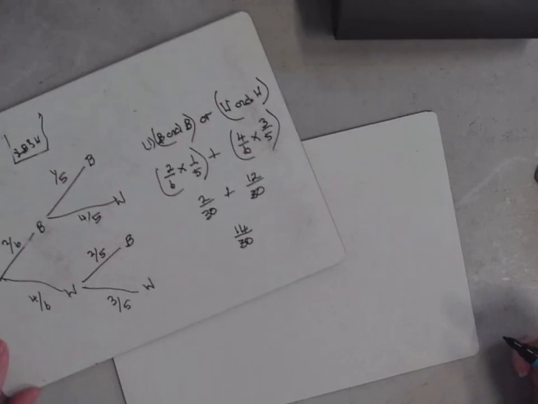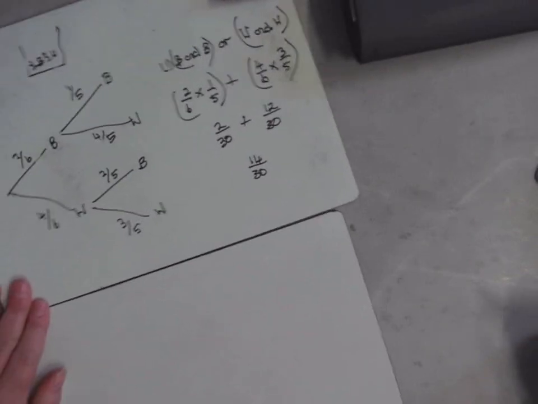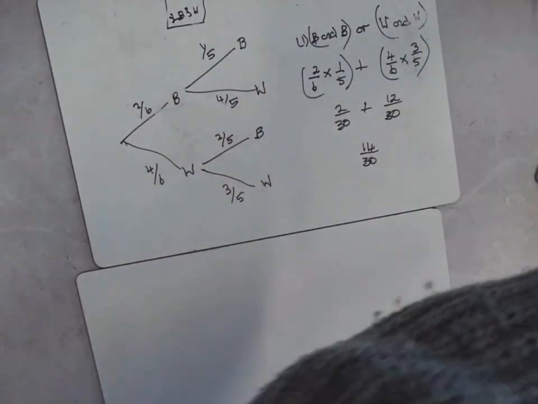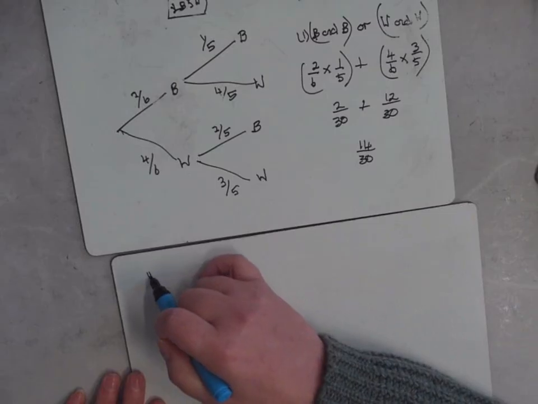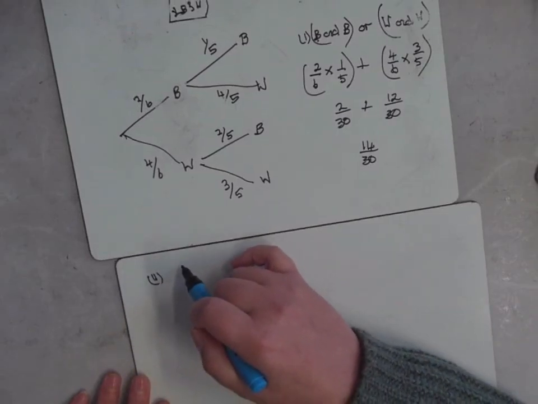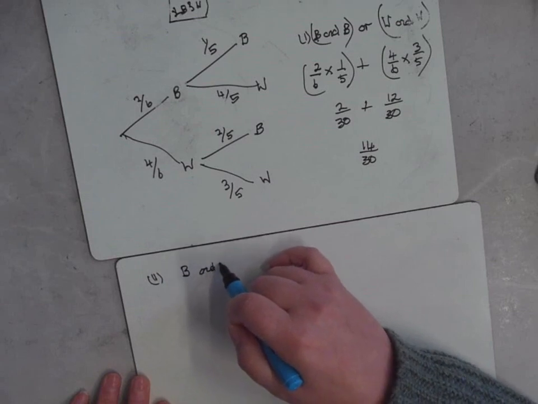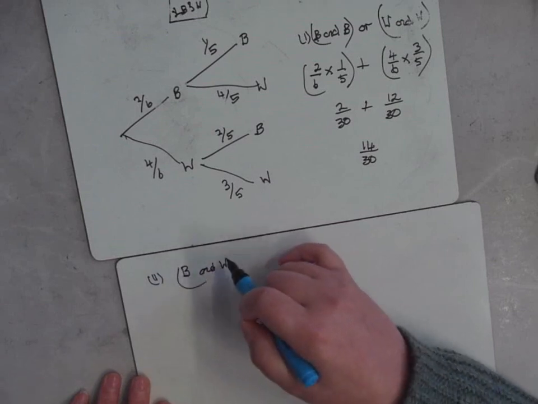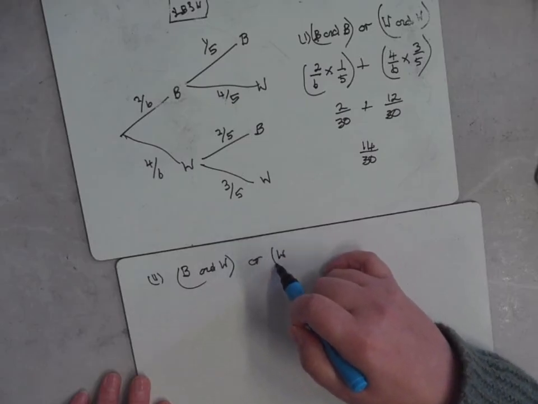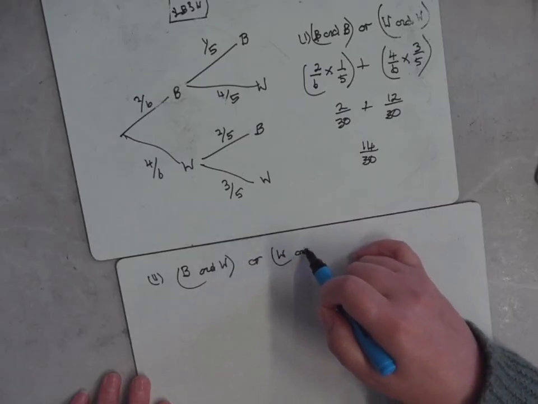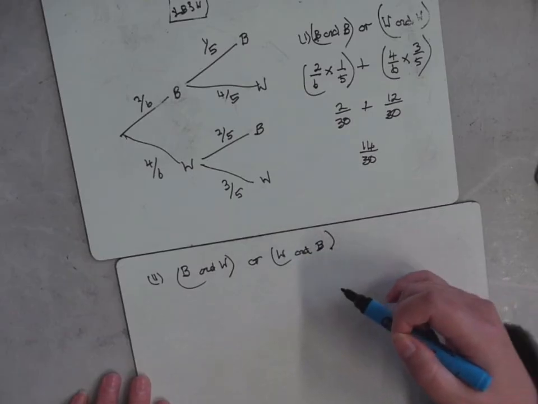Different colours. What are your chances of getting different colours? So put it in language for me. What could we get? A black first, and then a white. Or we could get a white first, and then a black. So you have to take into account the order.